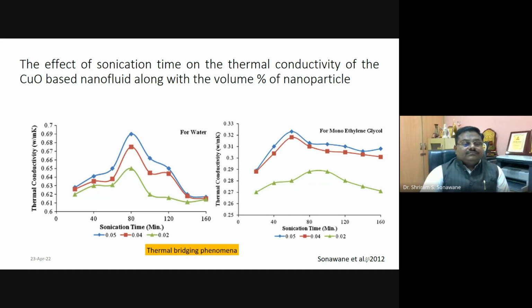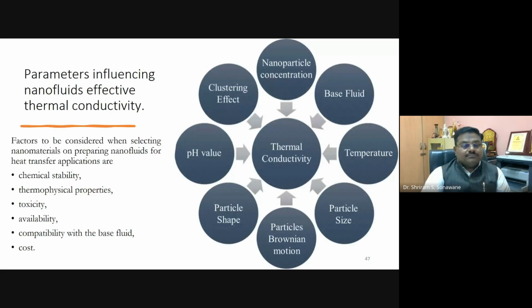So the effect of sonication time on thermal conductivity of the CO based nanofluid along with the volume fraction. We have added 0.05, 0.04, 0.02 weight by volume percent, and here the sonication time is also varied, for ethylene glycol and for water as a base fluid. So water is a base fluid, monoethylene glycol is also a base fluid. We added CO nanoparticles, and with different volume fractions of the nanoparticles, we saw that the thermal conductivity value in watt per meter Kelvin is drastically improved. Next slide. Because of the thermal bridging phenomenon.